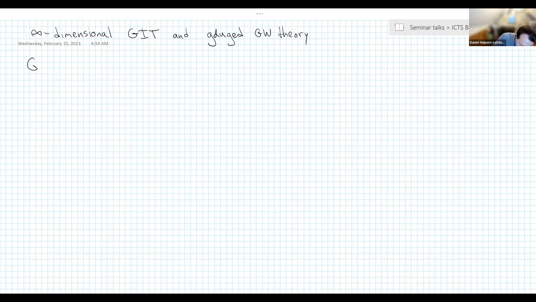So yeah, the setup will be that G will be a reductive group, and it will be acting on an affine variety. And the moduli problem that I'm going to be telling you about is the algebraic geometric version of gauge theory with matter.